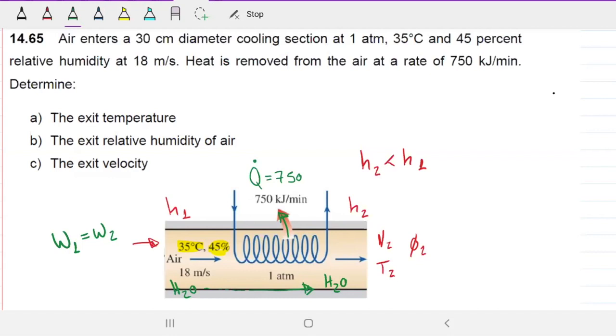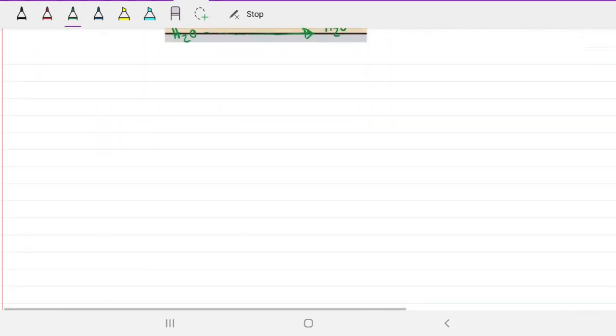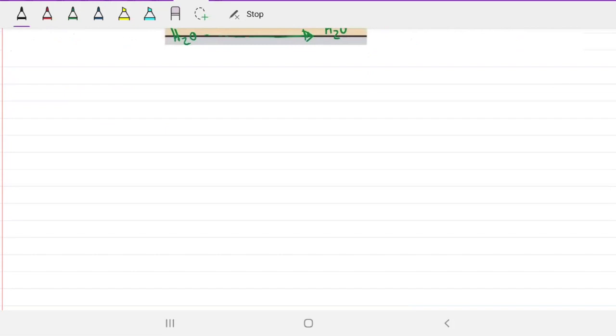Because as long as you have a computer with you, you can grab these properties using the computer, which is much easier. Okay, so let's have a look at the things that we have. Let's define the whole state, and then we can talk about how to use a computer and how to use a chart. Okay, so my initial state, state 1.